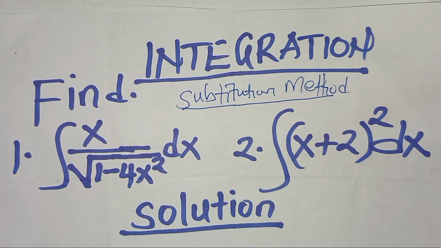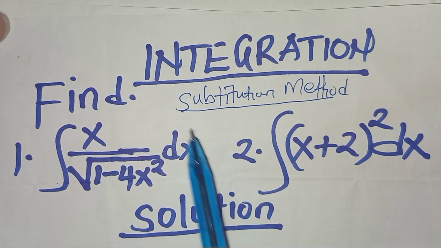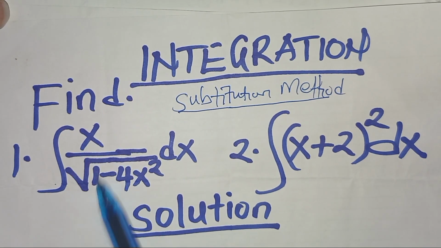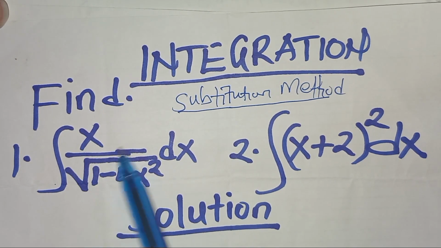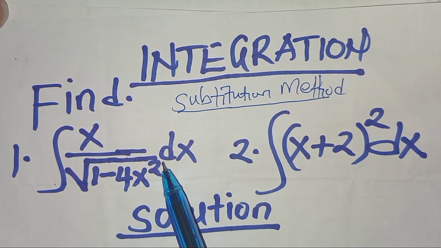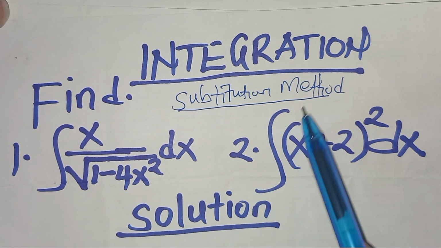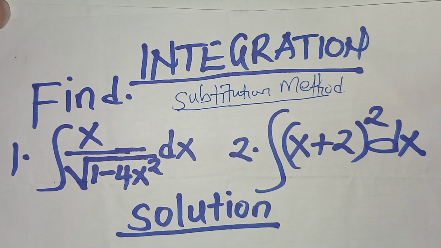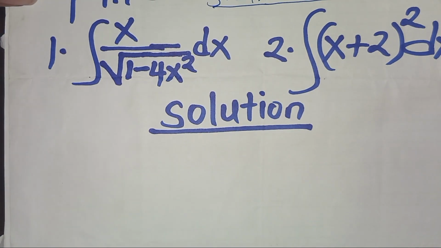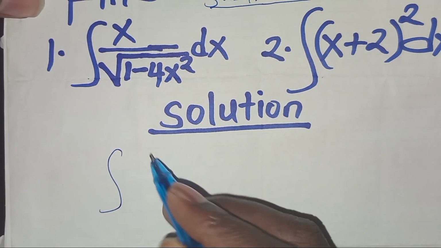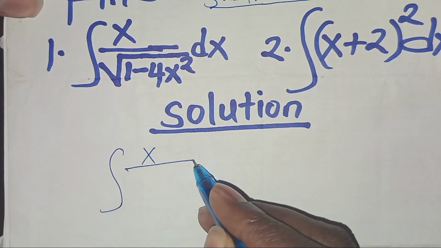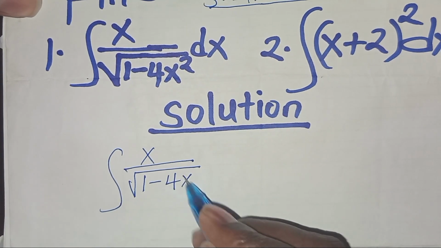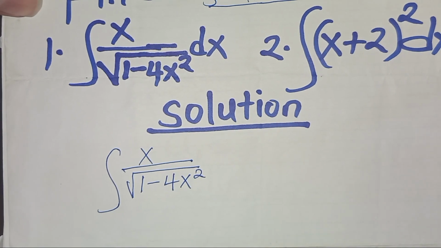Hello everyone. Let's find the integration by substitution method of number 1, the integral of x divided by square root of 1 minus 4x squared. Number 2, the integral of x plus 2 squared dx. So let's start with number 1. We have the integral of x divided by square root of 1 minus 4x raised to power 2.